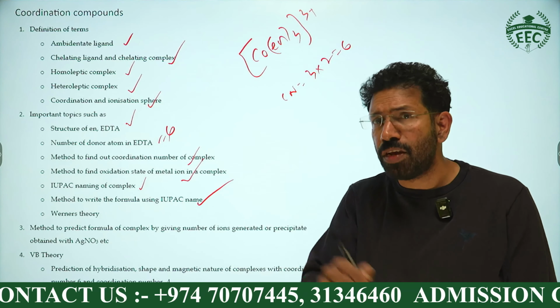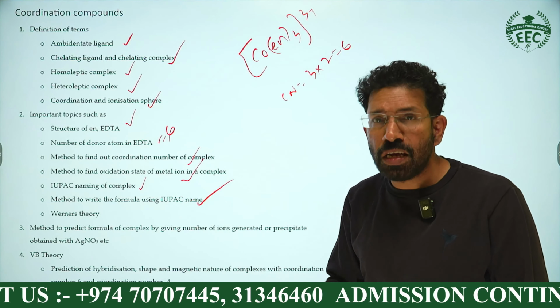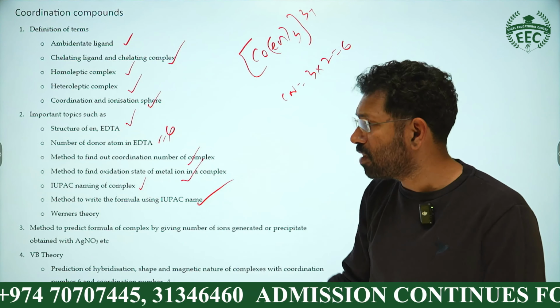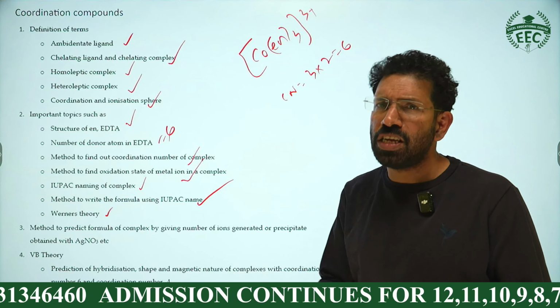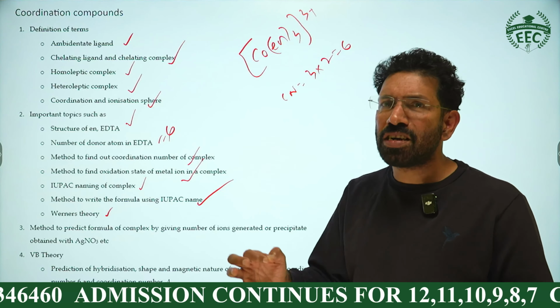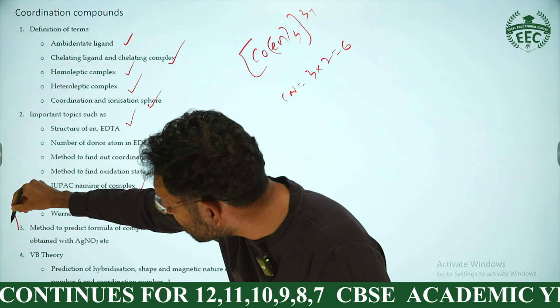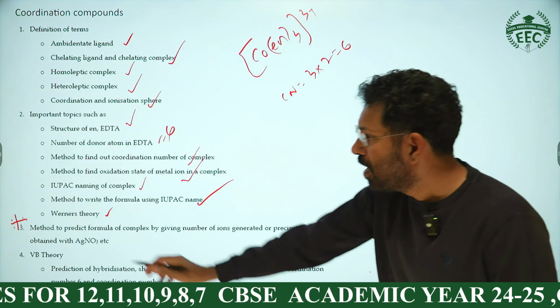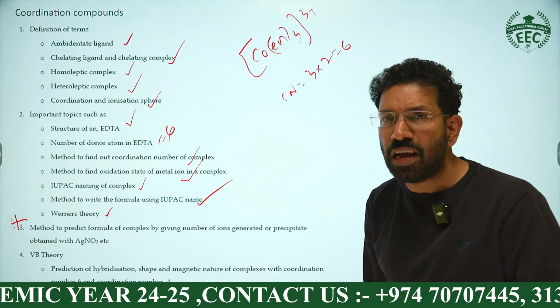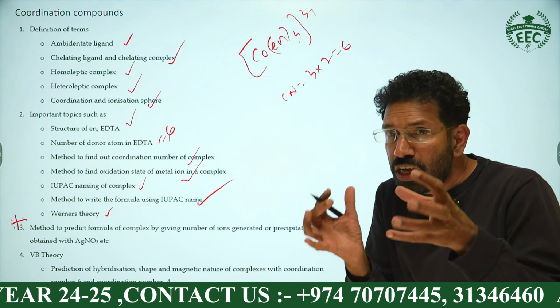Reverse, the IUPAC name will be given and you have to find the structure. They may give a structure and ask the IUPAC name. Then Werner's theory. Postulates of Werner's theory, I don't think it is coming directly, but application of Werner's theory is like that. How to predict? 100% sure question, students. Every time they are asking the method to predict the formula of a complex by the number of ions generated or precipitate obtained in a reaction with AgNO3, like that. See, that area you have to study.